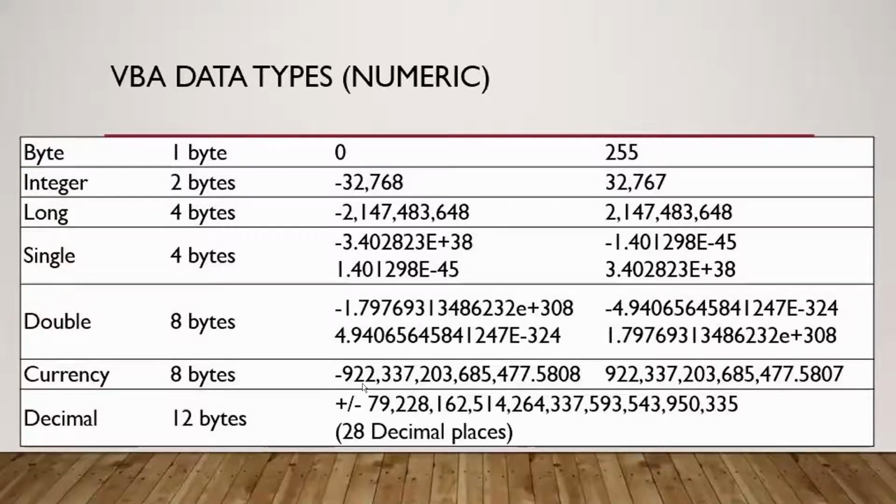It's negative, this is million, this is billion, and this is trillion. Okay, so negative 922 trillion to positive 922 trillion. And if we say decimal, it's going to be 12 bytes, and it's going to save up to 28 decimal places. Plus and minus, this is again like million, billion, trillion, and I lost what zillions this has.